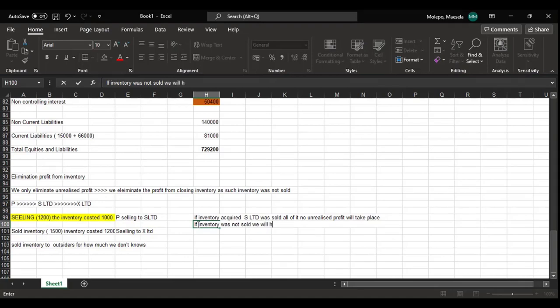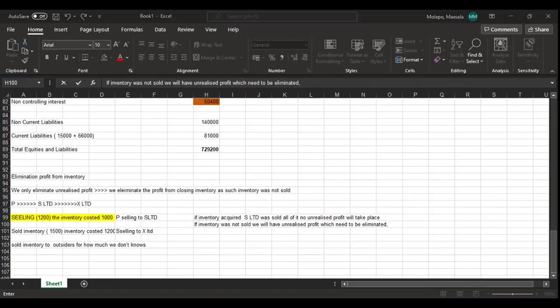We will have unrealized profit, which needs to be eliminated. So the elimination is only happening on the inventory that was not sold. Let's continue reading. If no inventories have been sold to X Limited, so suppose S Limited didn't sell any inventory to X, it means there was going to be elimination of that unrealized profit.